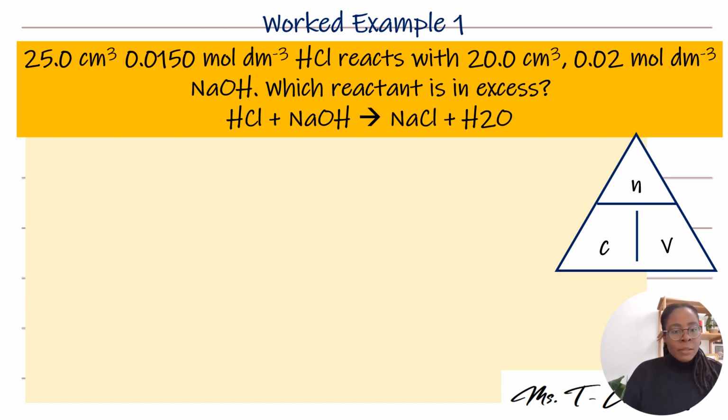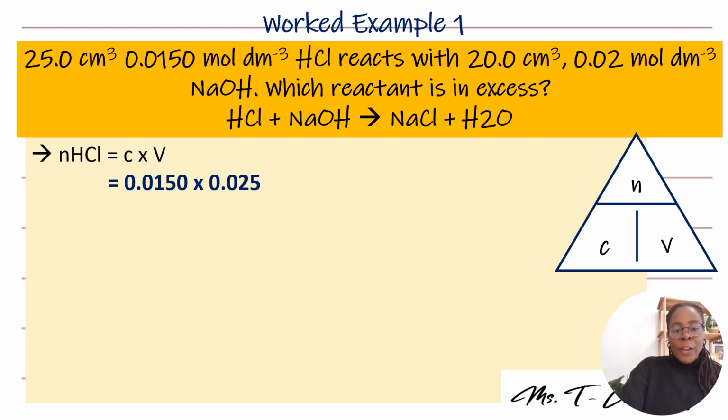So worked example number 1, we've got 25 centimeters cubed of 0.0150 moles per dm cubed of HCl reacting with 20 centimeters cubed of 0.02 moles per dm cubed NaOH. Which reactant is in excess? So when in doubt, calculate the moles. So we'll calculate the moles for each of these using moles equals concentration times volume. So for HCl, concentration times our volume, making sure we've turned that volume into decimeters cubed, we get 3.75 times 10 to the minus 4 moles.